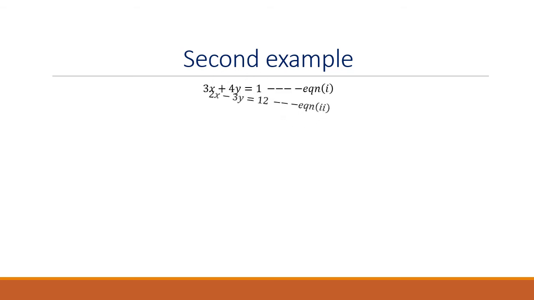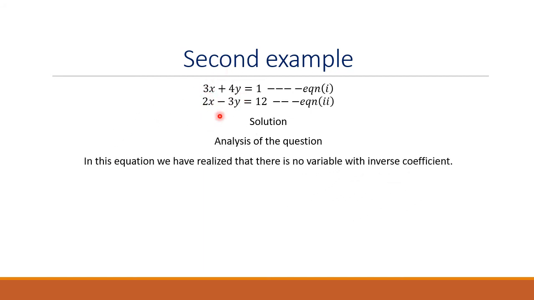So we are going to look at another example here. Let's analyze these questions now. In these questions, as you can see, there are no coefficients that are the same and of opposite sign, or inverse sign. So what are we going to do then? We have realized that there is no variable with inverse coefficients.